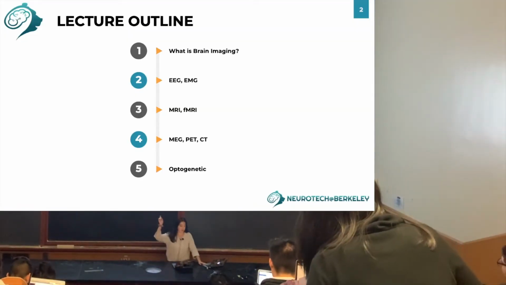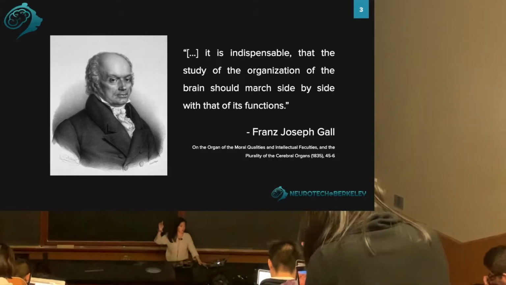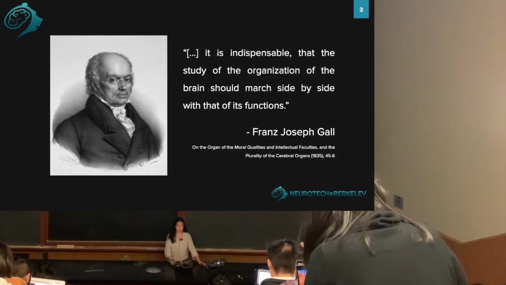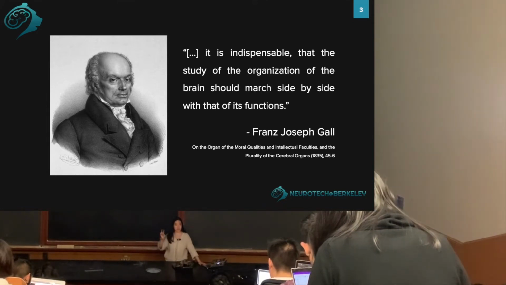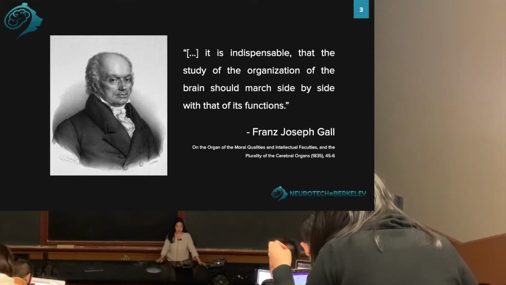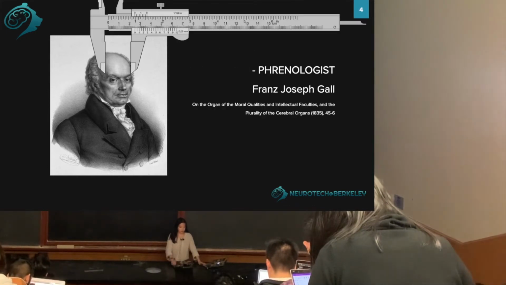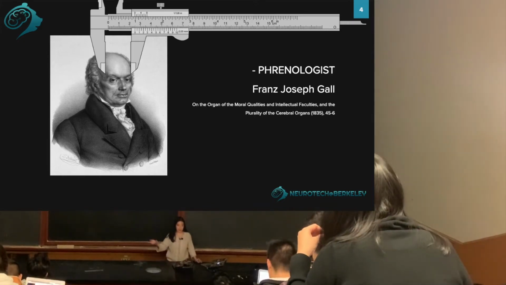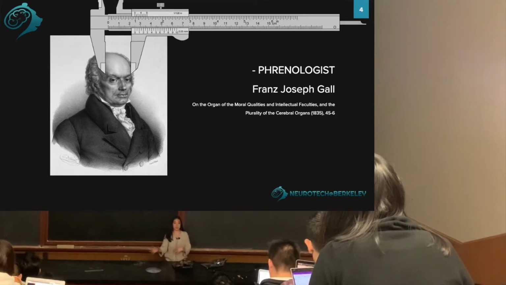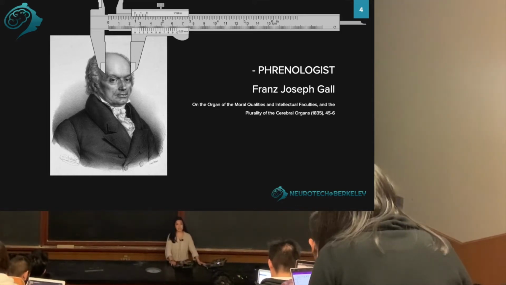So this is our lecture outline that we're gonna go through today. We're gonna start with some history. So this guy is Franz Gall. He is considered the father of functional brain imaging. He postulated that a localized region of the brain has a special function and that the integration of these parts together is what gives rise to complex behaviors. Unfortunately, he was a phrenologist, so he thought that personality and morality and intelligence were correlated to the shape and size of the skull, which we now know isn't true. But he was one of the pioneers of brain imaging, so gotta give him the credit.